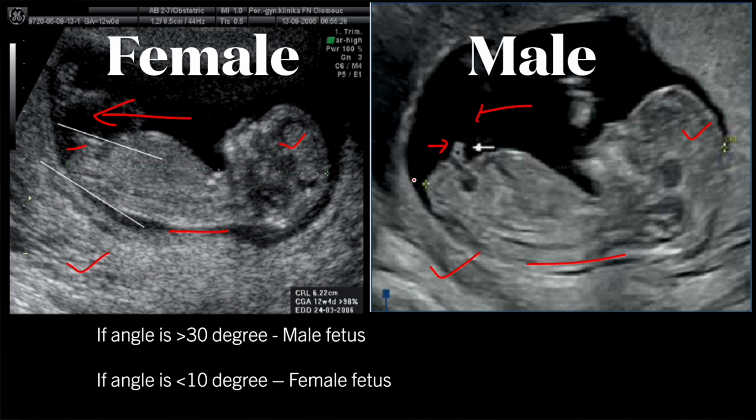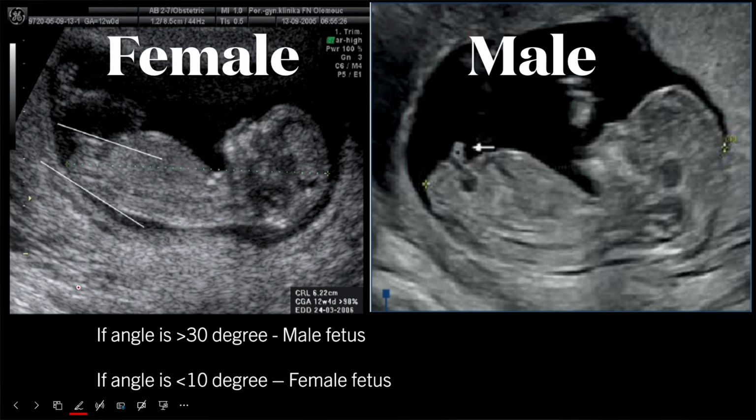Once you identify the genital tubercle in ultrasound, you should look for its direction. Please note, downward tubercle indicates a female fetus, while an upward tubercle indicates a male fetus. Alternatively, fetal gender can be identified by measuring genital angle.